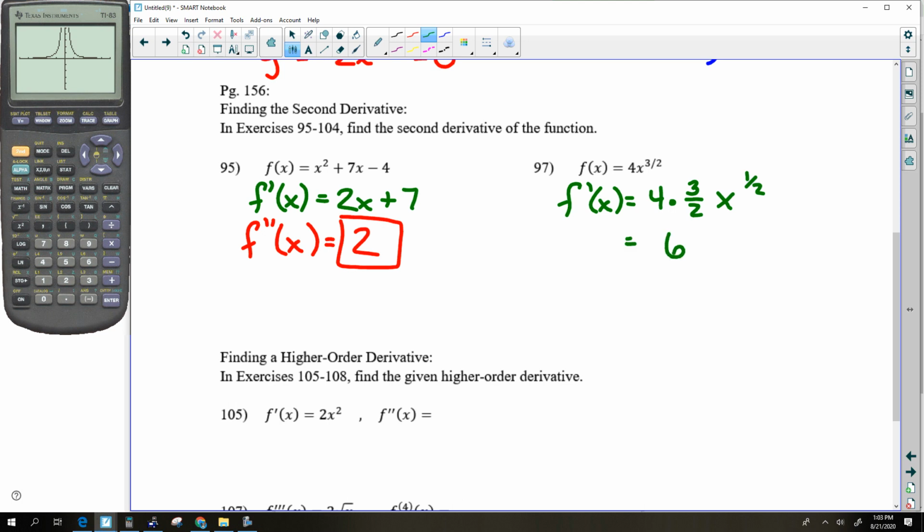So 6. Okay, so that's the first derivative, and that's the second derivative. Something like that. I'll take that answer right there. I like this answer.